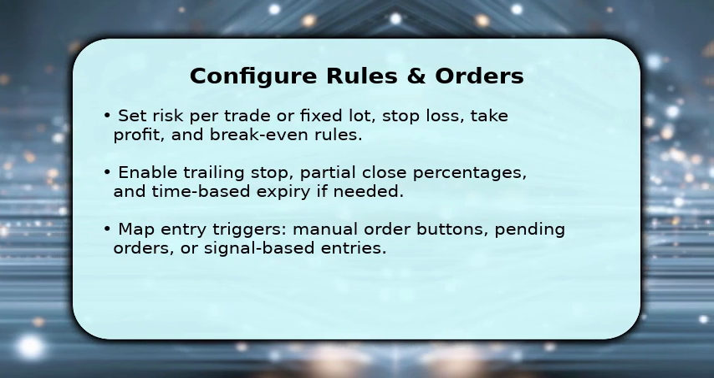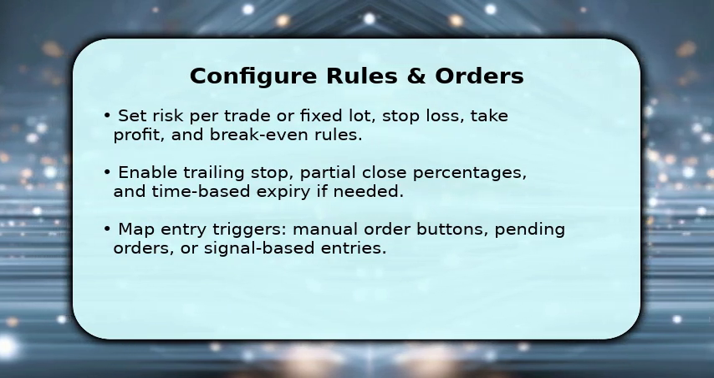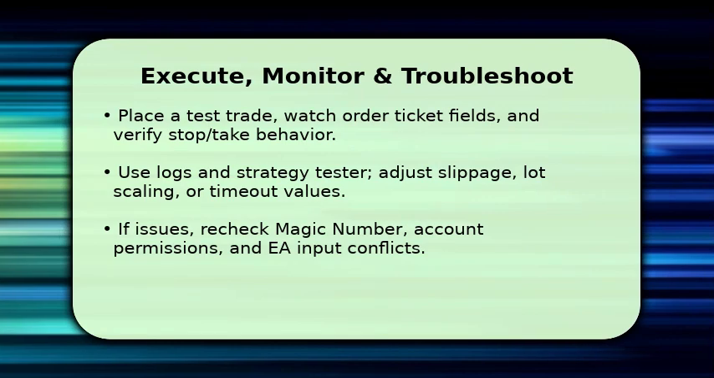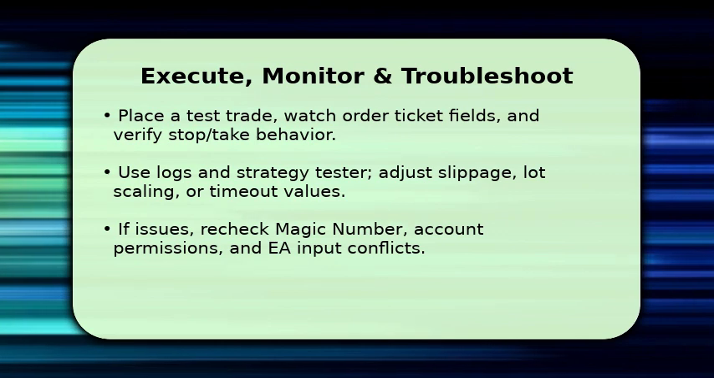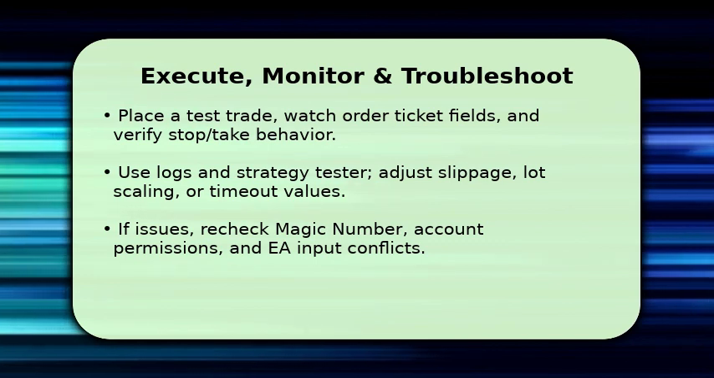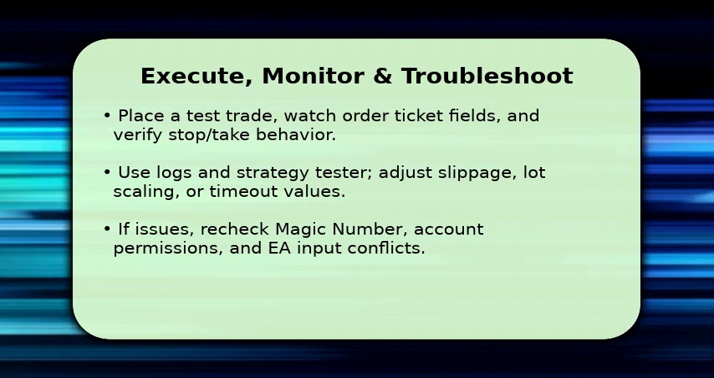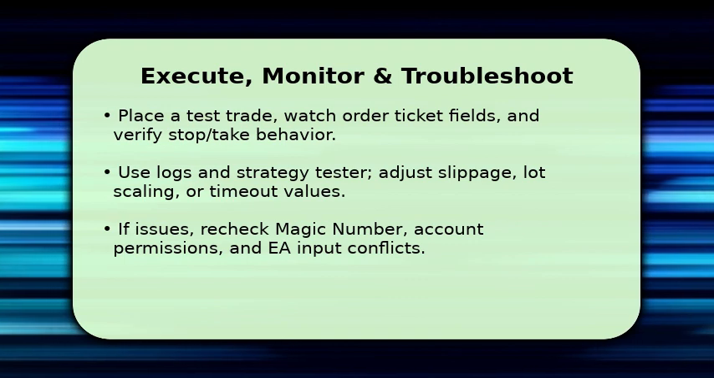Execute a controlled test trade so you can monitor behavior and confirm the trade manager applies stops, break-even, and partial closes correctly. Watch the order ticket and the EA's log for confirmations or error messages. If results diverge, use the strategy tester or demo account to iterate while adjusting slippage, lot scaling, or timeout values to match market conditions. If things go wrong, first check magic number conflicts, account trade permissions, and that no other EA is managing the same tickets.